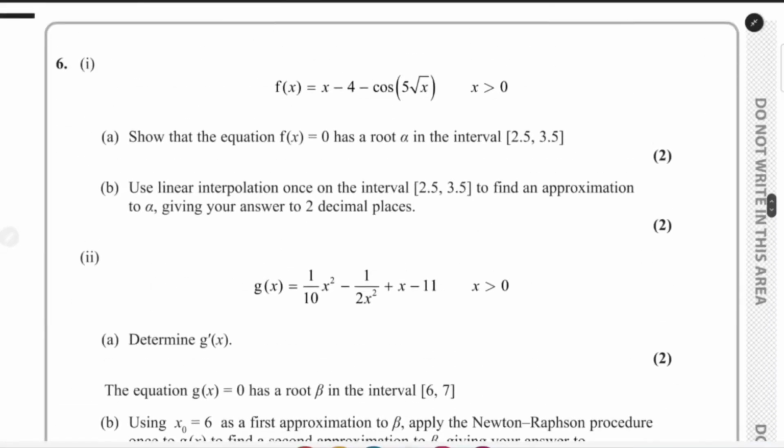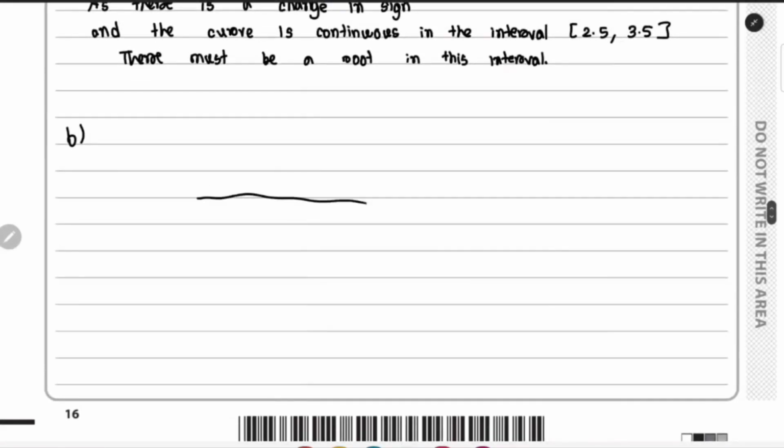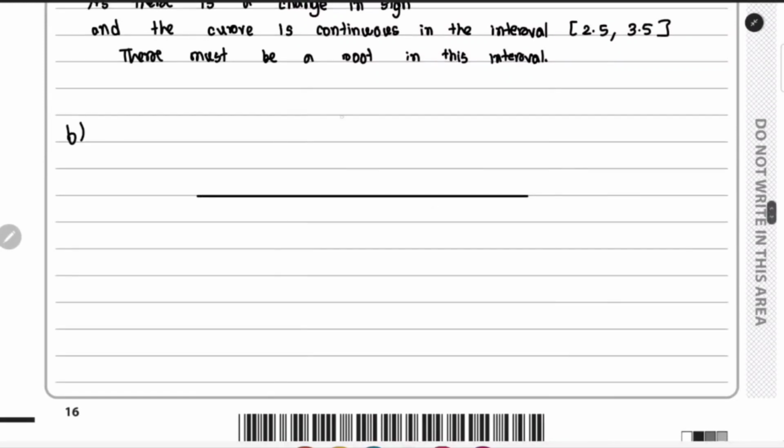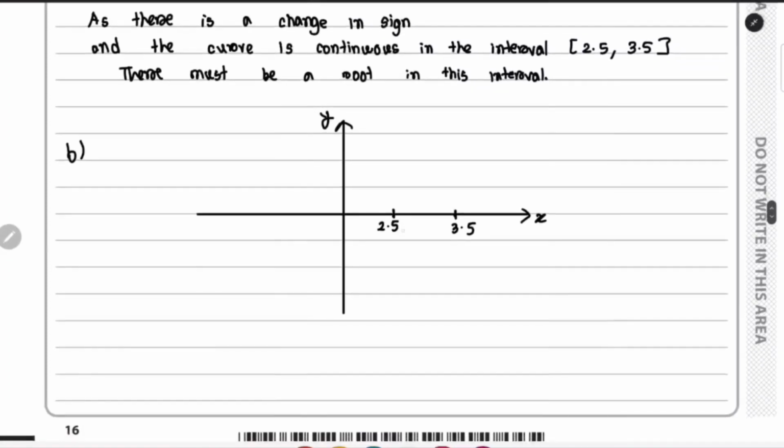Now in part B we have to use linear interpolation once to find an approximation of alpha to 2 decimal places. Linear interpolation uses similar triangles to close down on the root. In this case, we are given that alpha is in this interval, so 2.5 to 3.5. So in this region, this would be the graph.